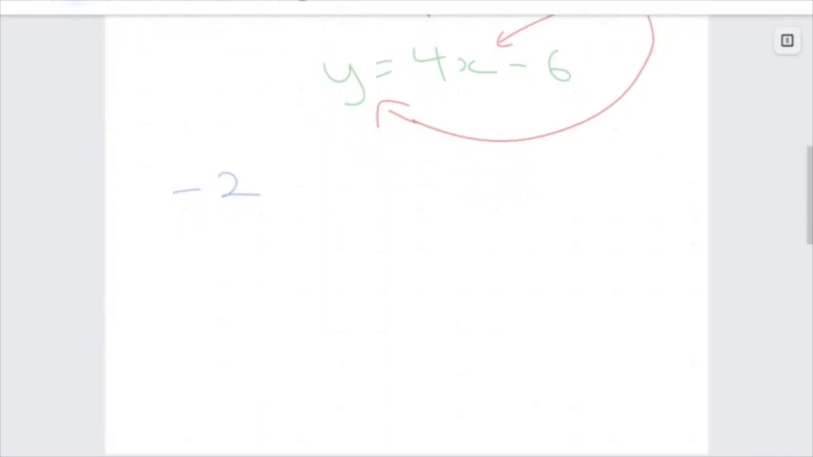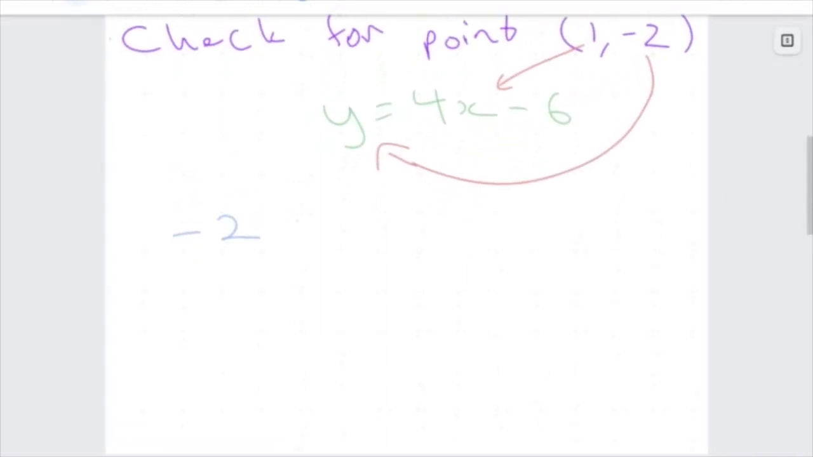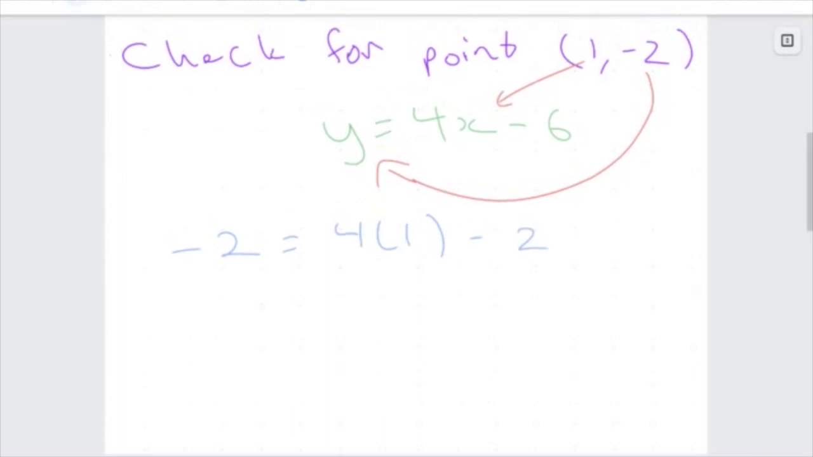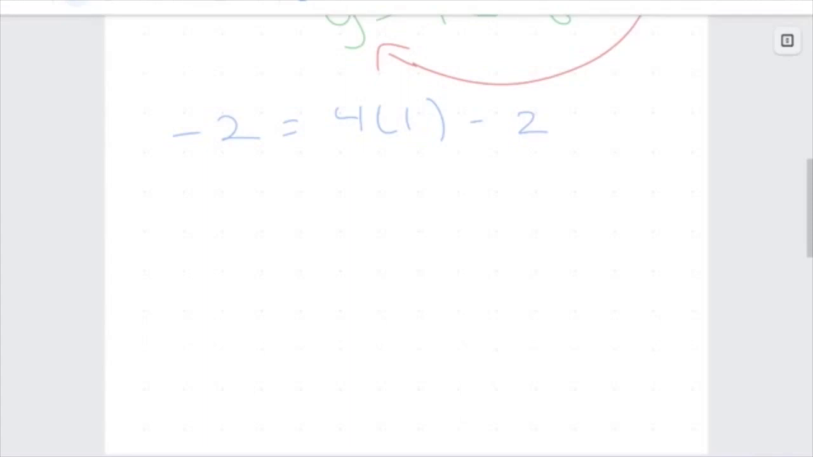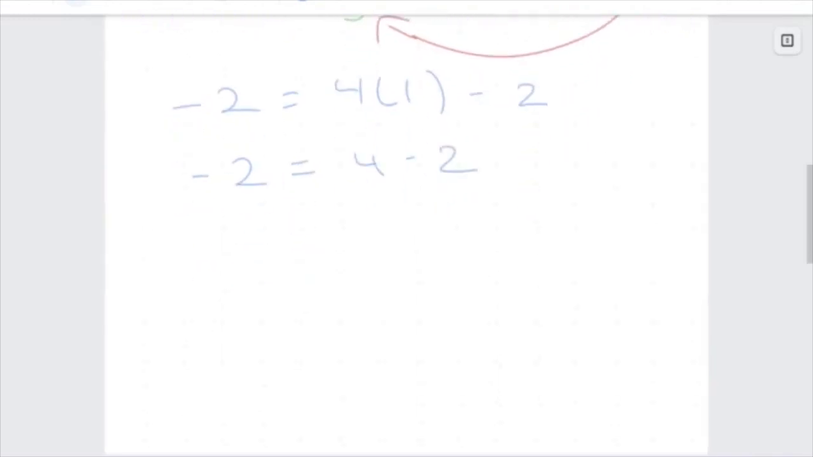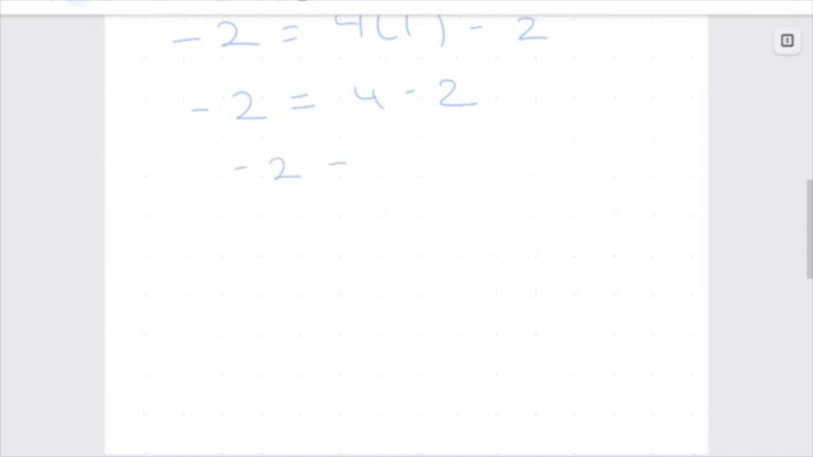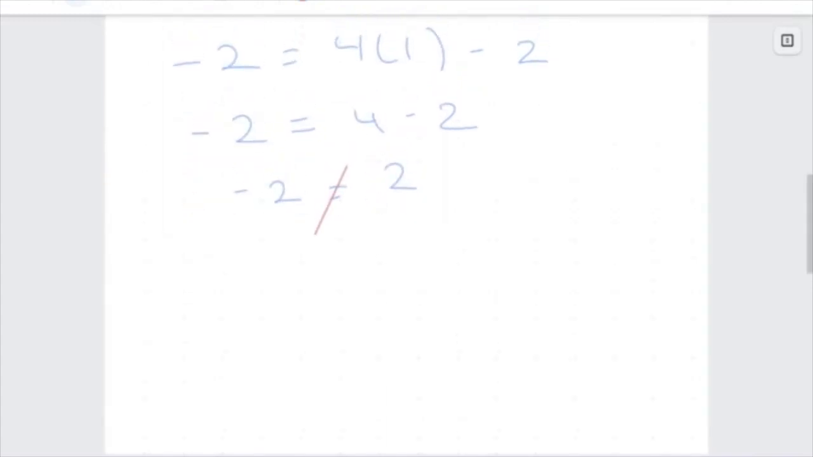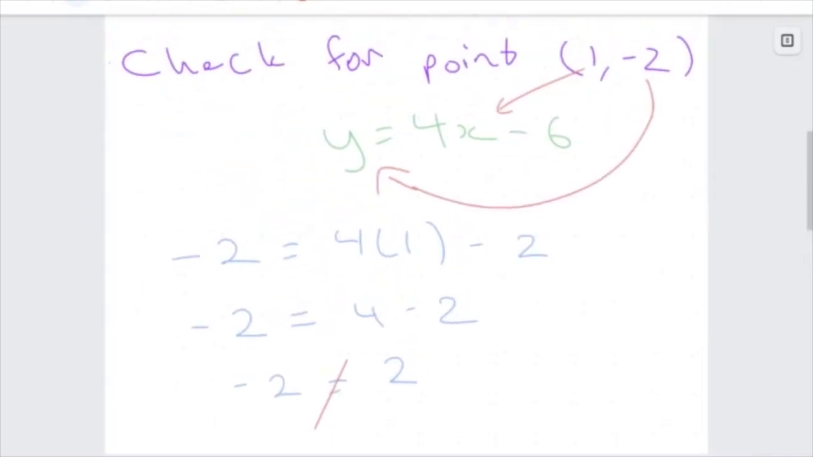-2, so putting -2 into my y coordinate equals 4 lots of 1 minus 2. So let's check this. I have -2 equals 4 minus 2, or -2 equals 2. But -2 does not equal 2. This doesn't actually satisfy the equation. This isn't a point on the line.